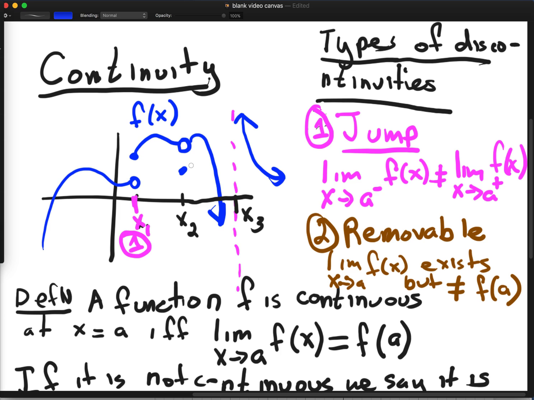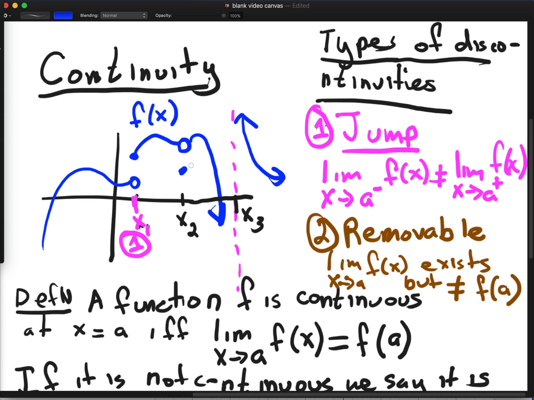Yeah, whatever y value that is, right? So it equals something, but is it the same as the limit? No. So the limit exists, the function exists, but they're not the same. So then it's removable. Does that make sense? And notice you can still remove the discontinuity by just changing one point. You take that dot and put it up there, stick it in the hole, then plug up the hole.